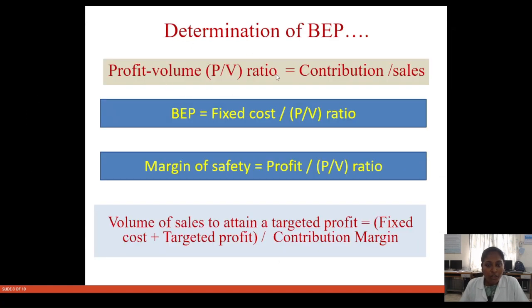And next, the profit by volume ratio is termed as the division of contribution by sales. BEP in terms of P/V ratio is given by fixed cost divided by P/V ratio, and margin of safety in terms of P/V ratio is given by dividing the profit by P/V ratio. Another important formula to calculate the volume of sales to attain a targeted profit is fixed cost plus targeted profit divided by contribution margin. Whatever parameters you have, if we substitute them in these formulas, we will get the desired output.